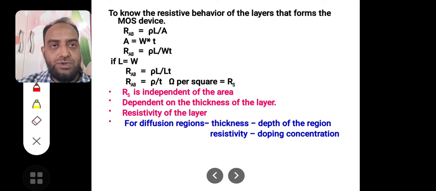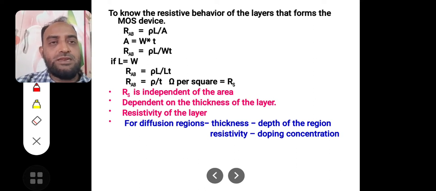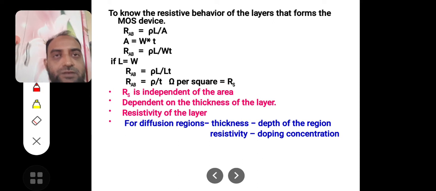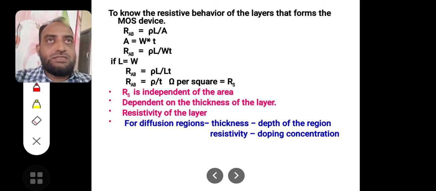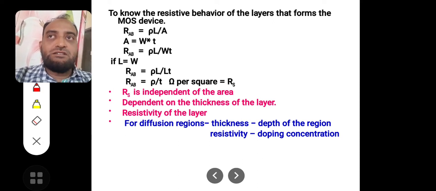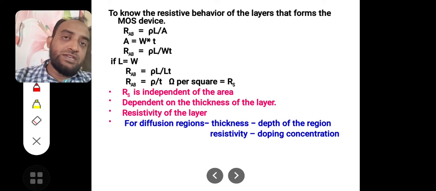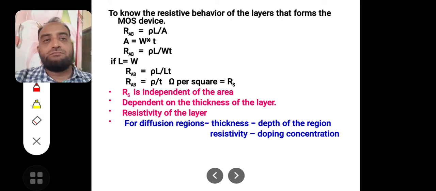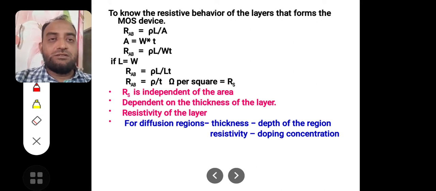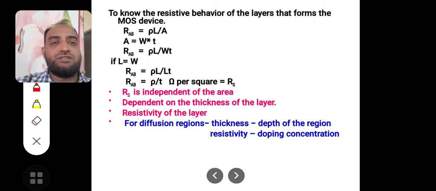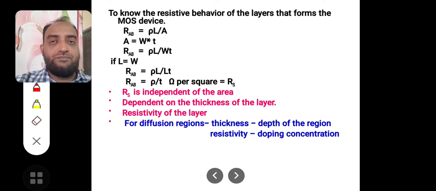The resistance does not change by changing the size of the sheet in square form, but it changes if you change the thickness of the sheet. So that is what is mentioned here: RS is independent of the area, and dependent on the thickness of the layer. And obviously if you change the material, then resistivity changes, and then R changes.